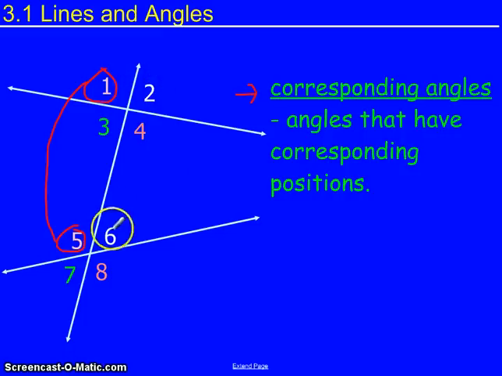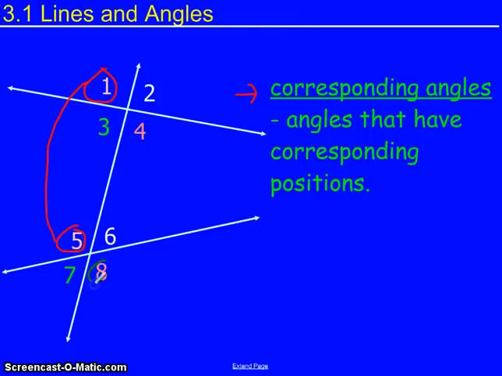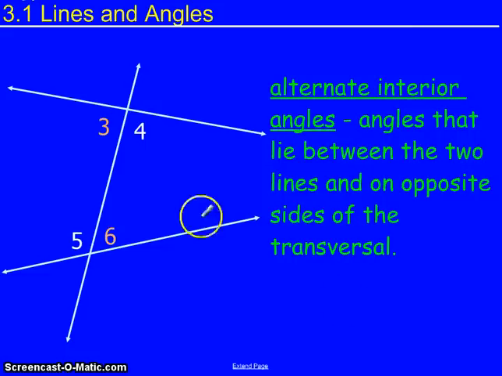Notice that 2 and 6 would also be a pair of corresponding angles, and also 8 and 4 would be, and also 3 and 7 would be. So just like I have them color coordinated here, all those different colors would represent a different pair of corresponding angles. Must memorize that, so focus on it and study it for a minute.